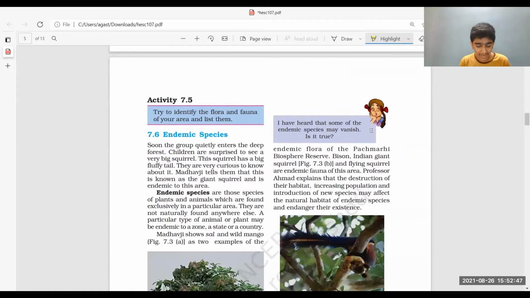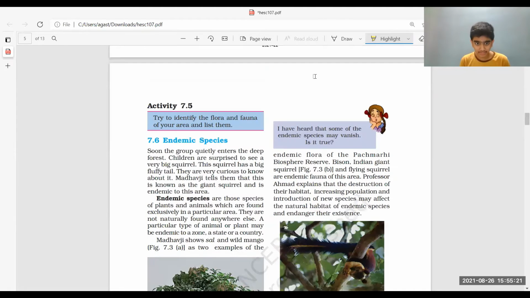Now we'll go to endemic species. Endemic species are species of plants and animals which are found only in a particular area. Why am I telling this? A century back, there were no such restricted species. I'll take the tiger as an example. Tigers were found everywhere in this world, but now they have become something like endemic. The reason is human activities, increasing population, and the need for resources. These are affecting the natural habitat of endemic species and causing them to become endangered species, going to another level.